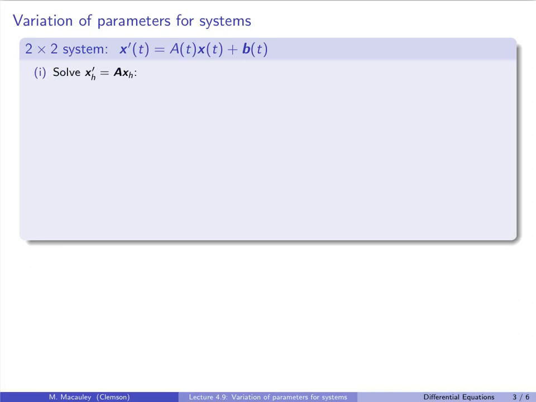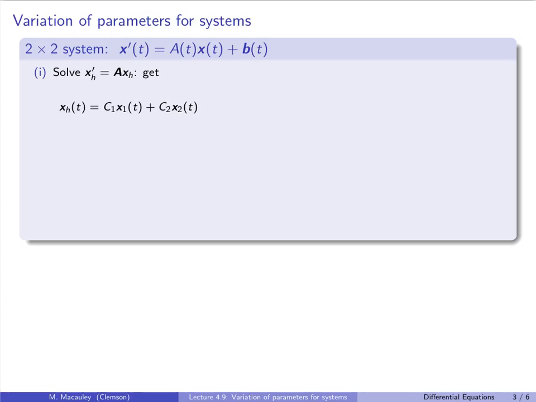The first step, no surprise here, is to solve the homogeneous equation. That is, xh prime equals a times xh. If we do this, we get a solution of the form c1x1 plus c2x2. So a two-parameter family of solutions as before.